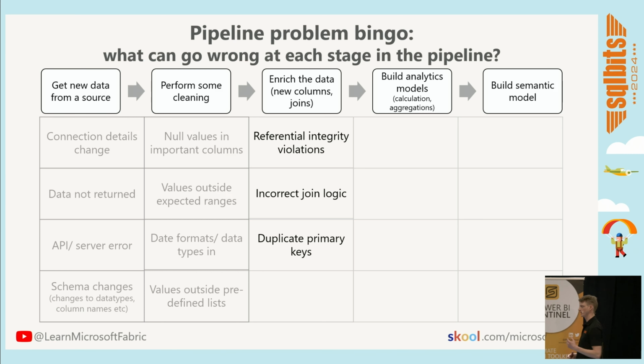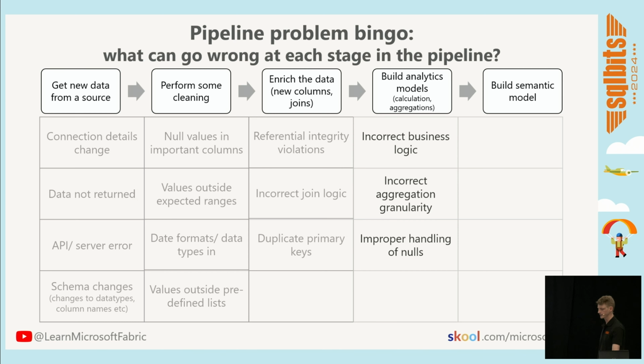That might lead to something like duplicate primary keys, and that's going to cause issues again. When you're doing the analytical modeling phase, maybe you're building some SQL views, you might implement the incorrect business logic, or business logic that doesn't quite fit what you were trying to do. There might be issues with the aggregation granularity, and again, null values as well.